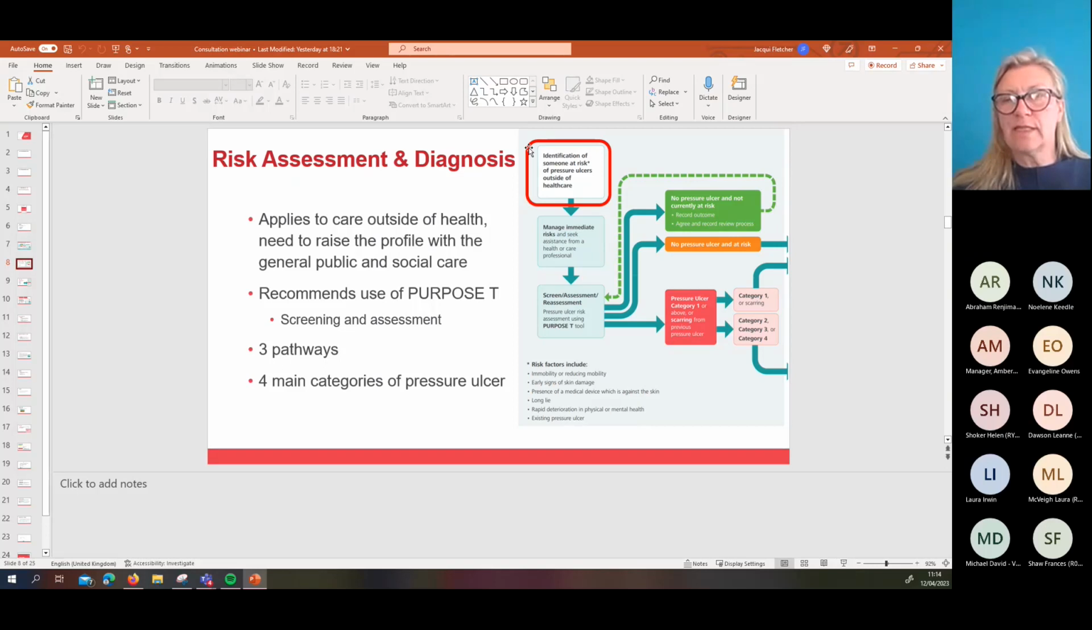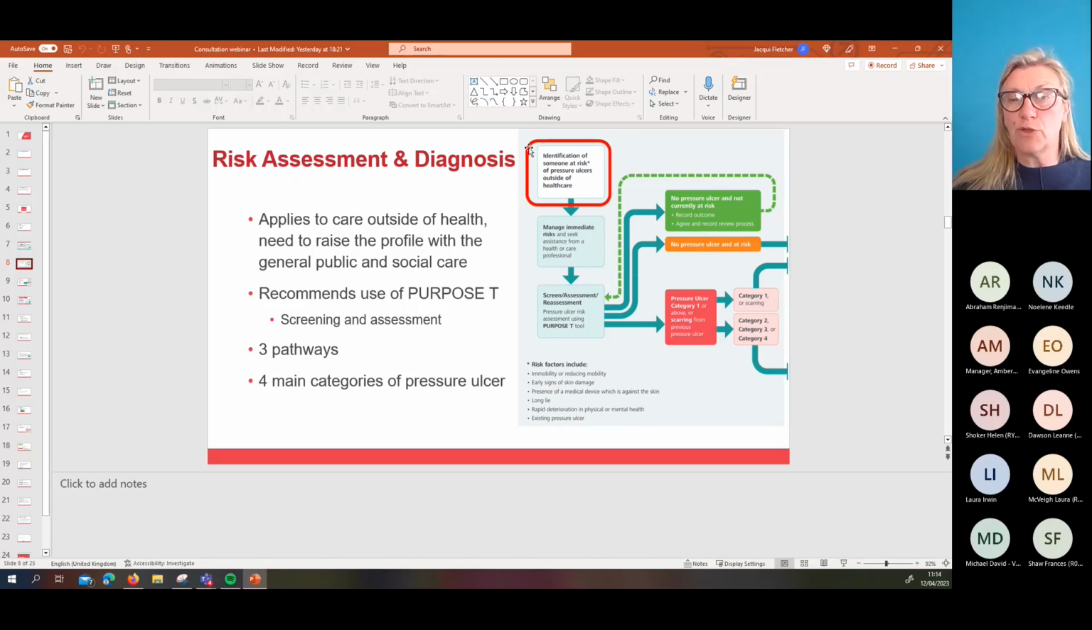With the PURPOSE-T risk assessment tool, you can see it's very clear, it's colour-based, it's red, amber, green, something that we're very familiar with. And what's really helpful is it identifies very quickly with the screening tool those patients that are not at risk. So some of you will work in areas where a lot of your population are not at risk, but you're driven to do a risk assessment because that's what's mandated. And it's very time consuming and it serves very little benefit.